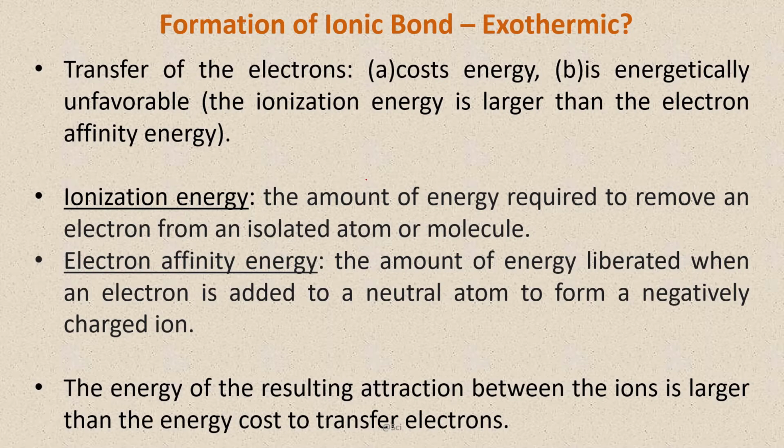Now there are two types of energy that we are going to see here: ionization energy and electron affinity energy. Ionization energy is the amount of energy required to remove an electron from an isolated atom or molecule. So, when an atom is converted into an ion, either it loses an electron or it gains an electron. When it loses an electron, let us see what will happen. Again, I go for sodium. So, this one electron is lost, or removed.